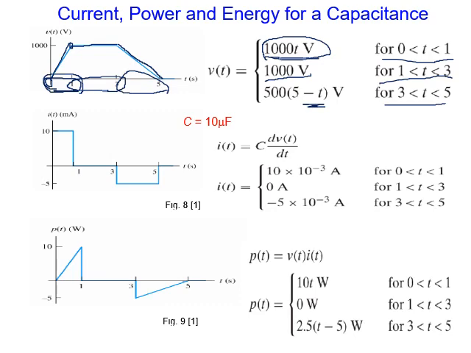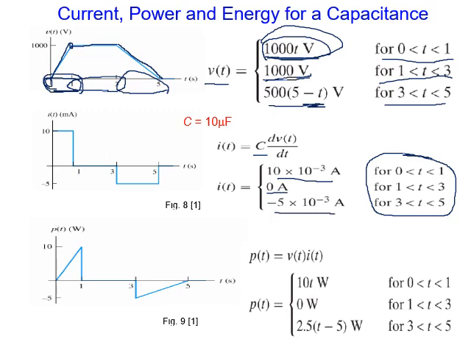Now, since we have the formula for the voltage, I want to find the current, which is C dV over dt. The same limits, the same range for the current, from 0 to 1, 1 to 3, 3 to 5. Now I differentiate this 1000t and multiply by the capacitor, as you can see in the formula. It gives me this. I differentiate 1000, which is constant, it gives me 0. You see here, 0. I differentiate this and also multiply by the capacitor, it gives me this equation.